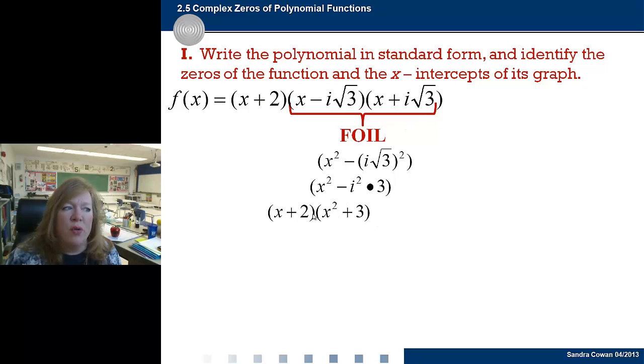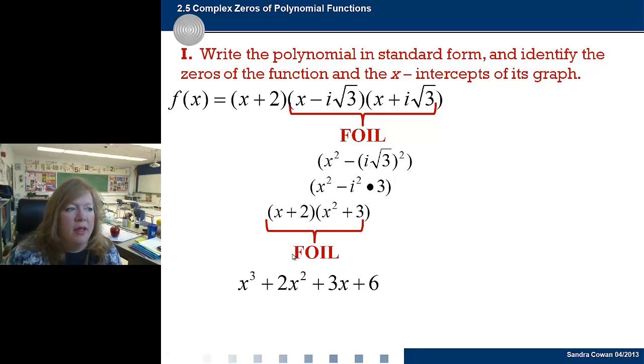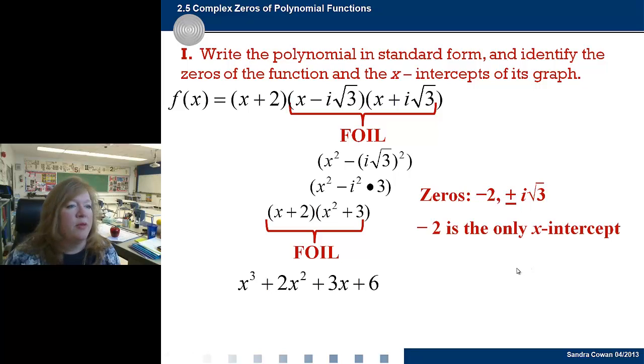And then all I need to do is FOIL out this second one. I just brought that x plus 2 down, and all I need to do is FOIL that out. So I would end up with x cubed, and then I take x times x, and I'd have a 2x squared, and I'd have a 3x, and I'd have a 6. And so once I FOIL that out, that's the polynomial in standard form. The zeros, like we said before, are negative 2 and positive or negative i square root of 3. So that's one type of problem you might see. Negative 2 is the only x-intercept because remember, if it's complex, it doesn't cross the x-axis.